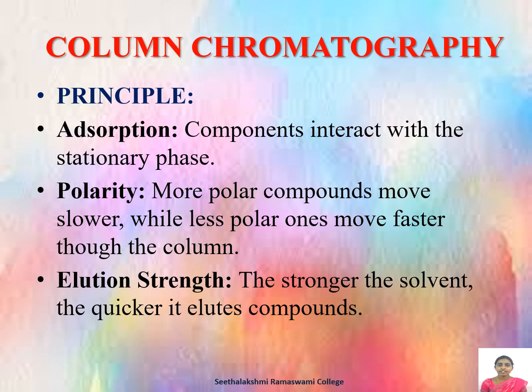Principle involved in column chromatography. Adsorption: components interact with the stationary phase. Polarity: more polar compounds move slower while the less polar ones move faster through the column. Elution strength: the stronger the solvent, the quicker it elutes compounds.